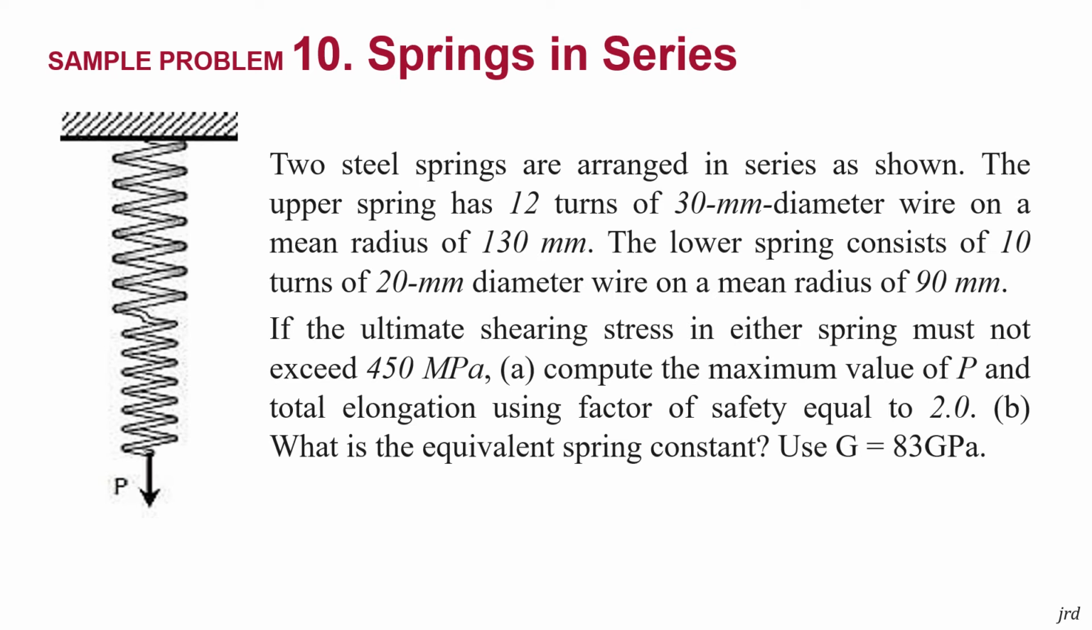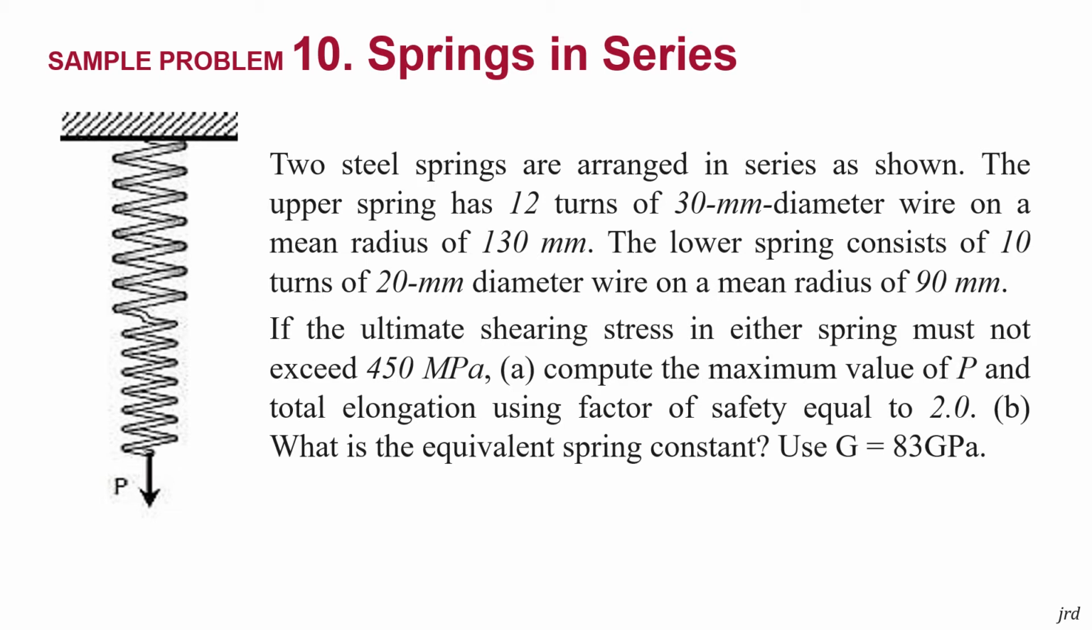Sample problem 10, springs in series. Two steel springs are arranged in series as shown. The upper spring has 12 turns of 30 mm diameter wire on a mean radius of 130 mm. The lower spring consists of 10 turns of 20 mm diameter wire on a mean radius of 90 mm.